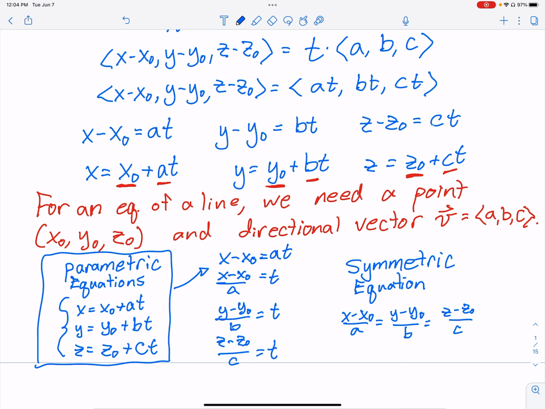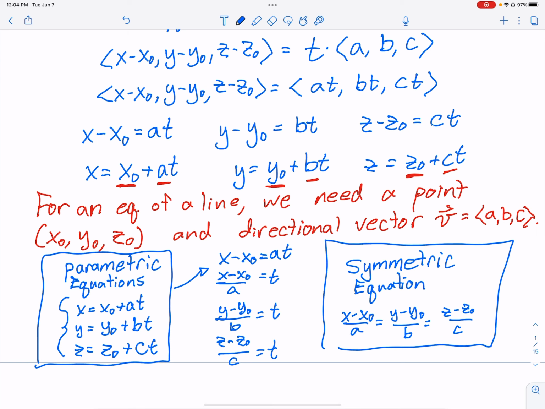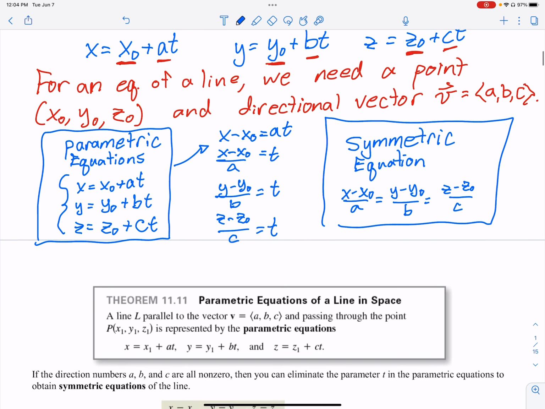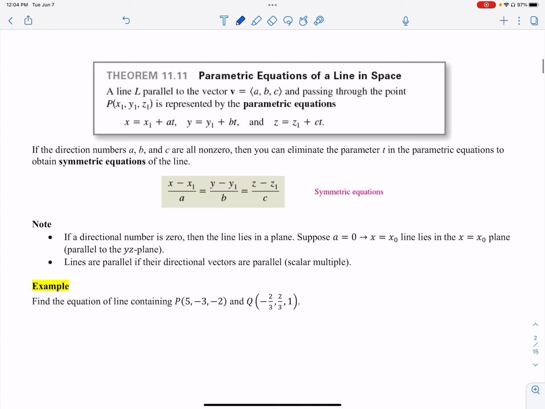So a couple things, we have these two forms. We are going to be given one of these forms, and we're going to have to be able to pick up a couple things. Looking at these two forms, we're going to need to know what's the point that it goes through, and then also we need to be able to pick up the directional vectors in both of these forms. All right, so here is a formal definition from your book, the way they set these up.